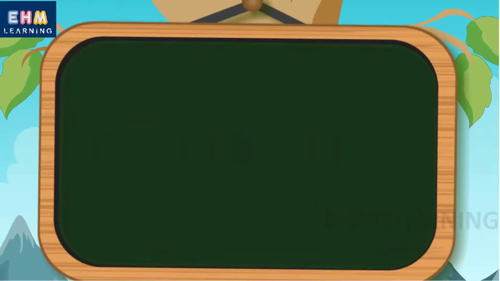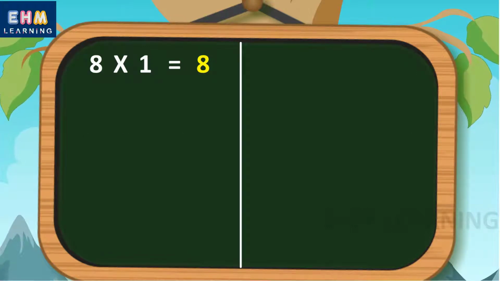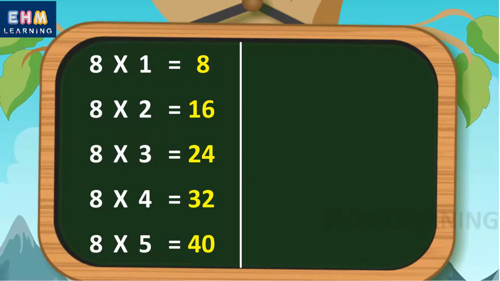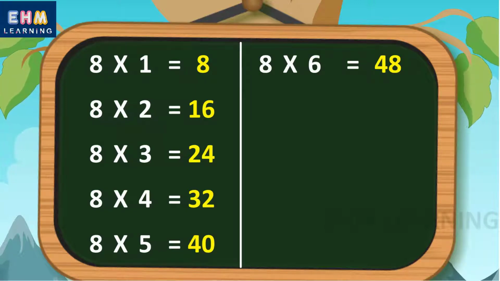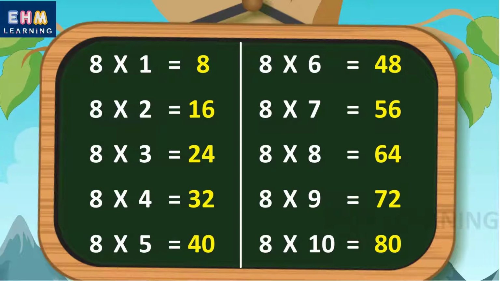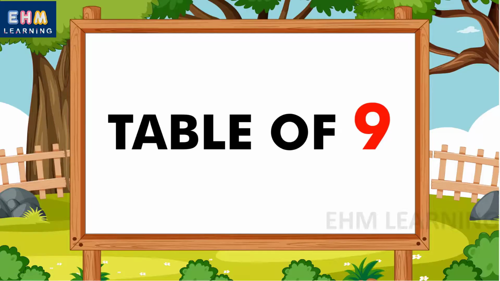Let's learn again. 8 1's are 8, 8 2's are 16, 8 3's are 24, 8 4's are 32, 8 5's are 40, 8 6's are 48, 8 7's are 56, 8 8's are 64, 8 9's are 72, 8 10's are 80. Table of 9.